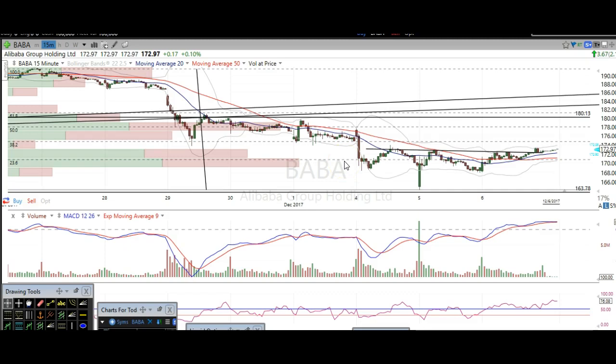Okay, if you want my thoughts on the daily charts of these names, I covered them yesterday on my blog. So just look for the video I did yesterday if you want to see the daily chart picture that I have going for these charts. So we're going to be focusing on the intraday charts here. This is Alibaba. This is the 15-minute chart.